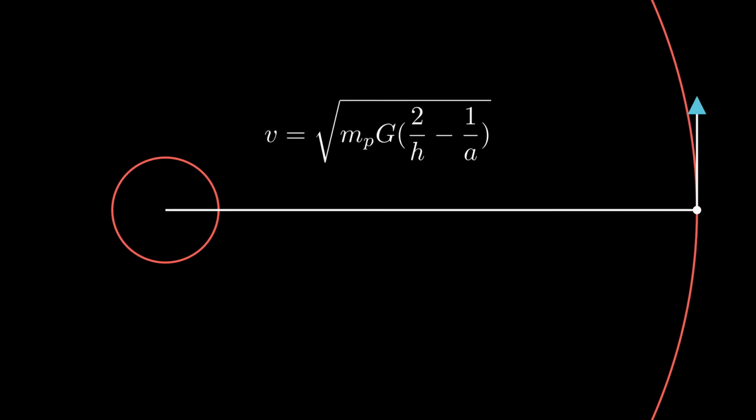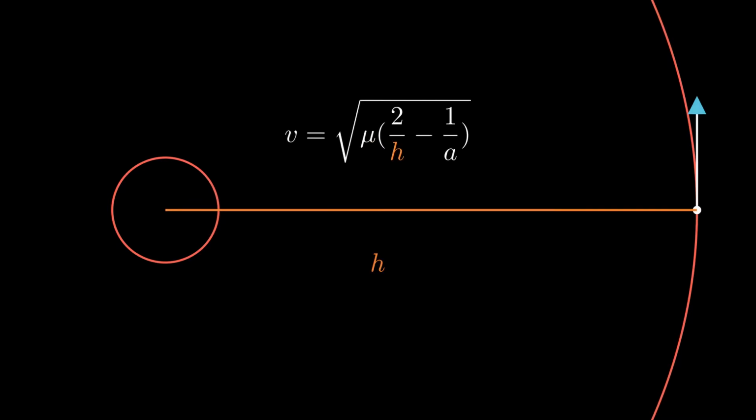A is the semi-major axis. Mu, the mass of the planet times Newton's gravitational constant, is also known as the standard gravitational parameter. And h is the height above the center of the planet. It is the only variable in this equation. Note that orbital velocity is always tangent to the orbit. Also note that as h gets larger, v gets smaller. This will be important later.